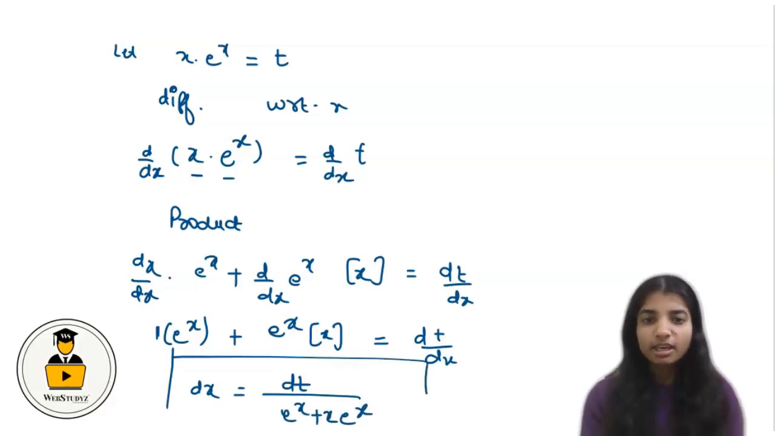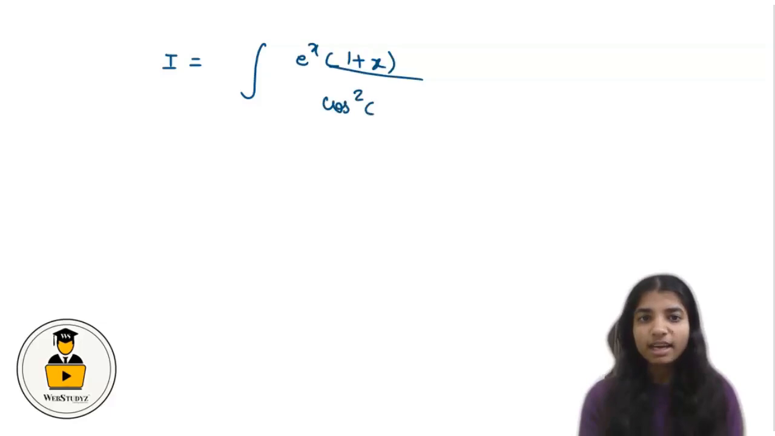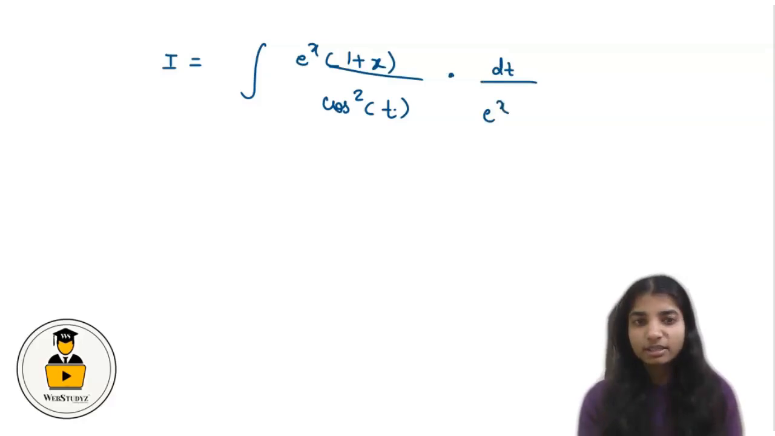Now we have the value of x multiplied by e raised to the power x, and of dx. So the integral I becomes the integral of e raised to the power x multiplied by (1 plus x), divided by the cos square of t, where we let x multiplied by e raised to the power x be t, and we know that dx is equal to dt divided by (e raised to the power x plus x multiplied by e raised to the power x).